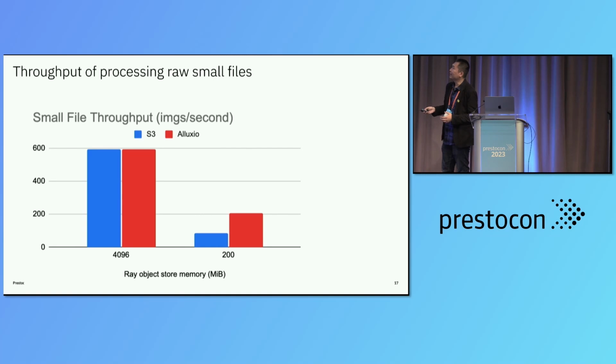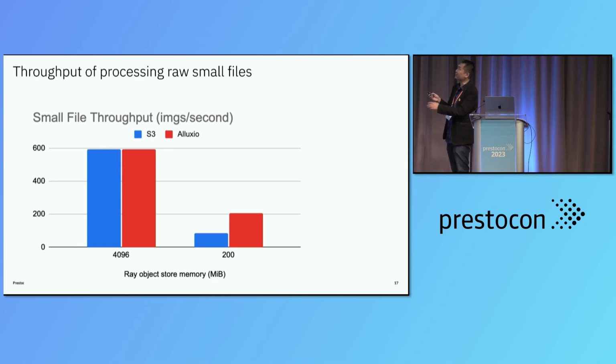The throughput is just a relative number. So you can see here the Ray object memory, which means the concurrency of your machine learning pipeline. If we have a very high concurrency, you can see S3 and Alluxio may get very similar throughput.